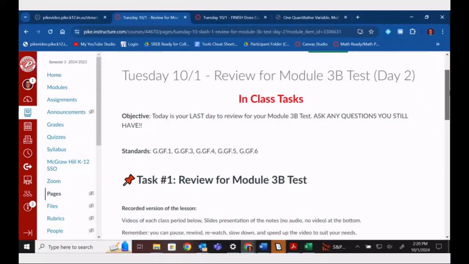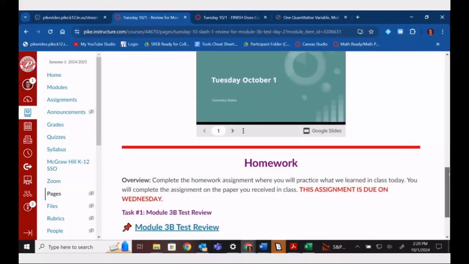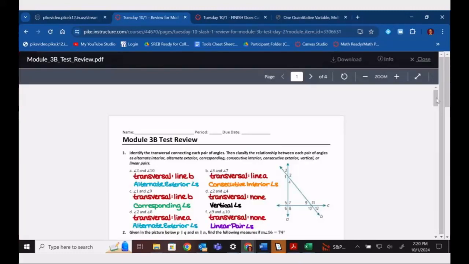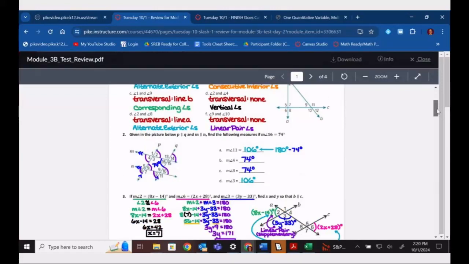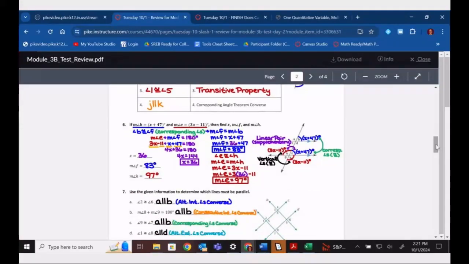Once you are in here, you're going to scroll down. All of the videos from today will be in here. I only have one up right now. I've got 2 more that are ready to go up, and then 7th period will go up after this class. Scroll all the way to the very bottom, right down here, the Module 3B Test Review key. If you click on that, it will pull up all of these problems, completely worked out.